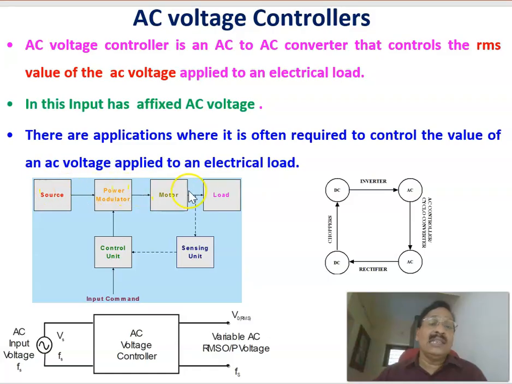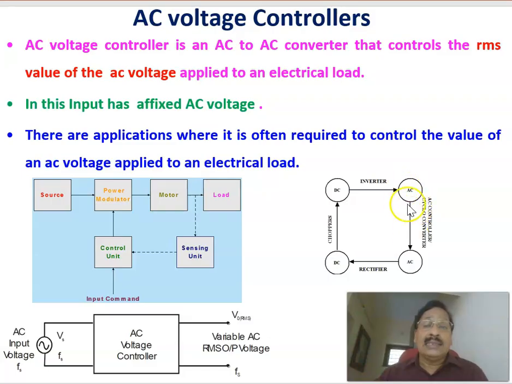Coming to the generalized power electronic system, here is a generalized block diagram, in which this is a source and this is a load, which can be considered as a motor with a mechanical load coupled to it. If the source is a fixed AC voltage, and the load is an AC motor that demands a variable AC voltage at its input, then the role of the power modulator is an AC to AC converter. There we require AC voltage controllers.